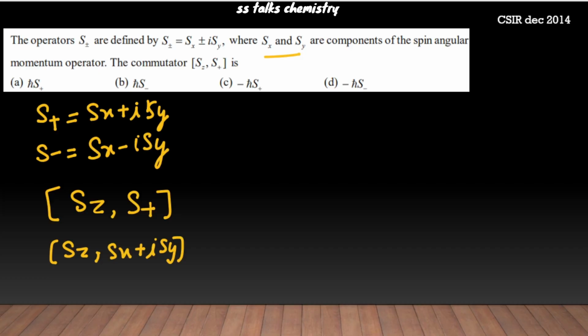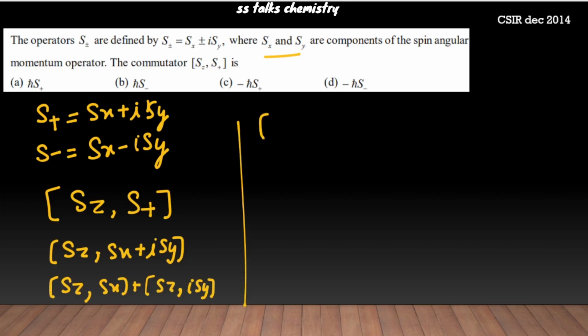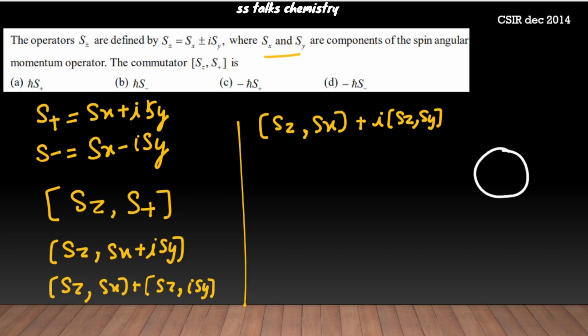So this we can open it. It will be the commutator of Sz with Sx plus the commutator of Sz with i times Sy, right? So now solve it. It is Sz with Sx plus, now i can come outside, the commutator of Sz with Sy. Now here we have to take the cyclic system like this. So here you keep the Sx, then you keep the y direction, and then you keep the z direction, like this you keep it.